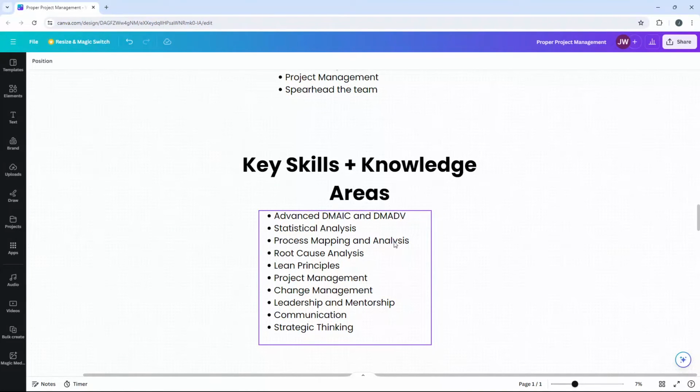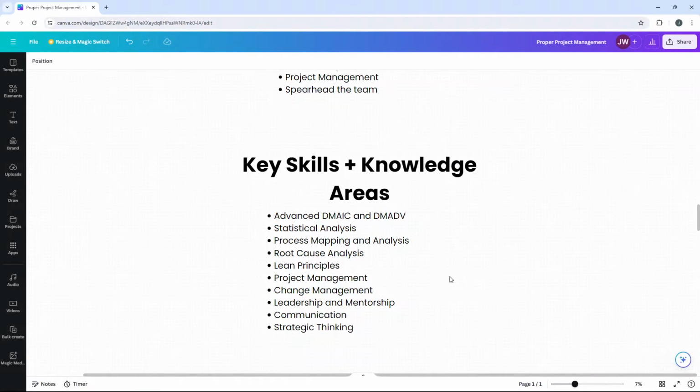Root cause analysis must be conducted by a black belt using techniques such as the five whys, fishbone diagrams, and failure mode and effects analysis, FMEA, which is the acronym for that. Now, these tools help in identifying and addressing the underlying causes of problems. Lean principles. Black belts need to understand and apply lean principles to eliminate waste and enhance efficiency. This includes concepts like value stream mapping, 5S, and continuous flow.